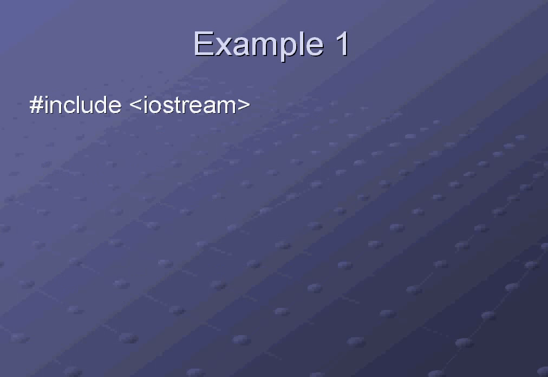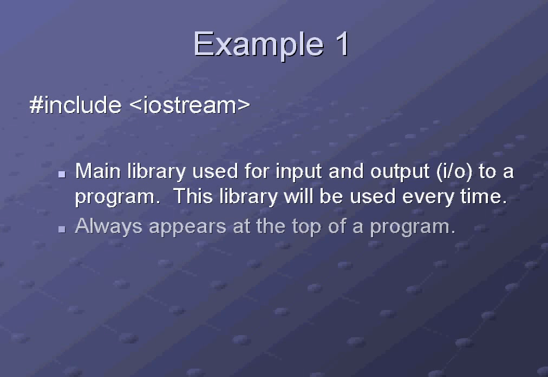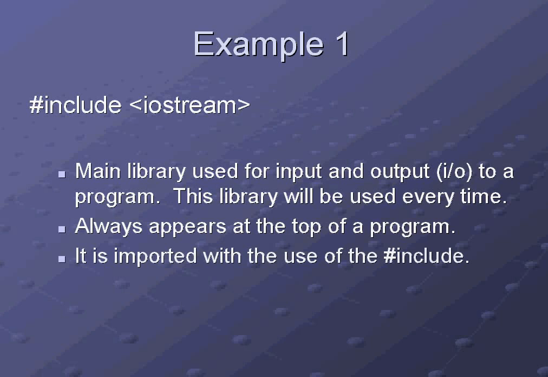First part is the include IOStream library. The IOStream is the main library that is used for input and output, as it's called IO, to a program. This library, for the purpose of all the programs we will write, will be used every time. And it always appears at the top of a program, in what's called the header. The header is everything before the main function. And it is imported with the use of the pound include keyword. Now, a keyword in C++ is something that turns blue, if you're using a fancy editor. It's a reserved word that is used by the language.